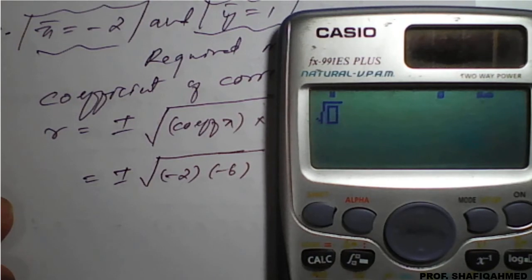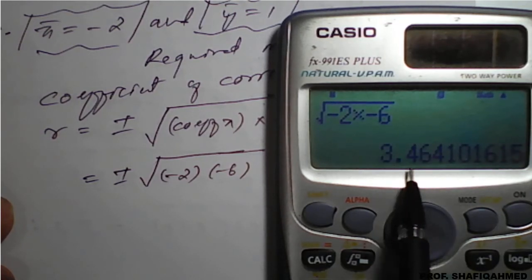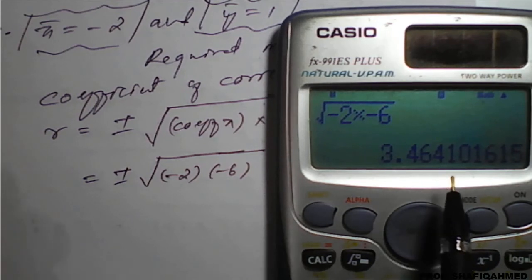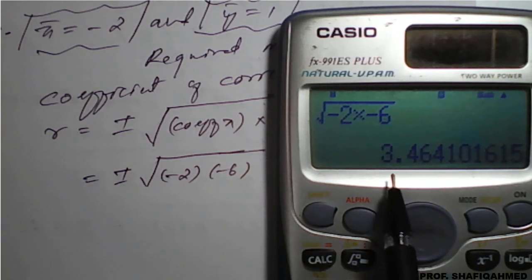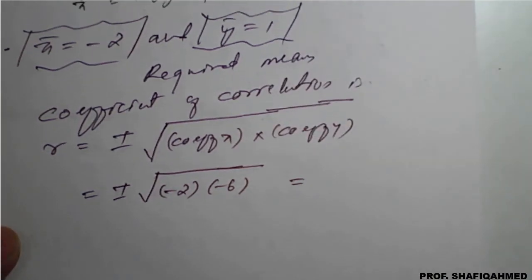Square root of minus 2 into minus 6, and check the answer. So it is coming 3.46. You can observe here the answer is coming 3. I will check once again. So there is a correction here. Once again I will repeat this.